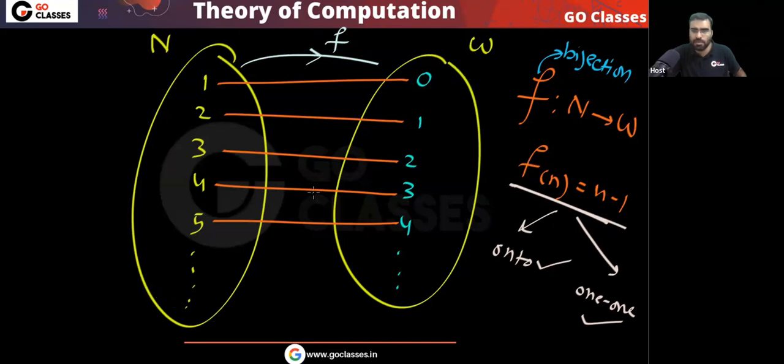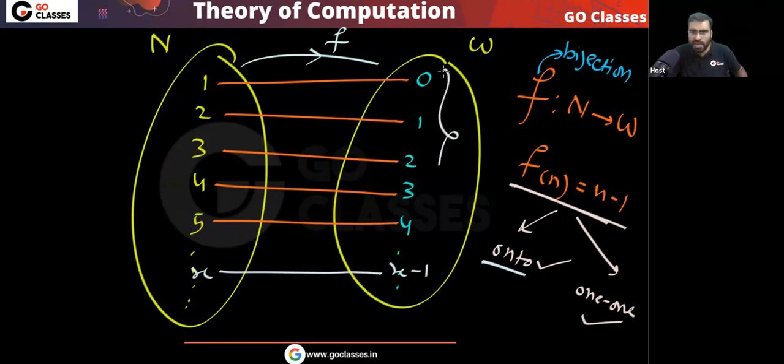Because this is one-to-one also, and onto also. Two different elements, do they have different images? Yes, of course. Different elements will have different images. If you have some element x here, then the image will be x minus 1. So this is one-to-one.